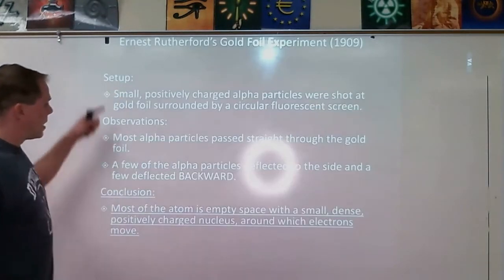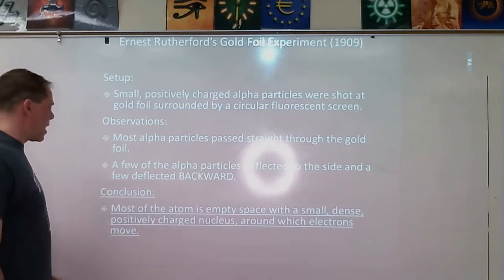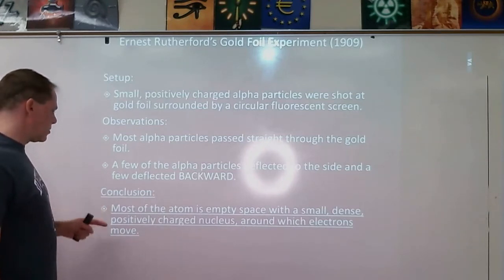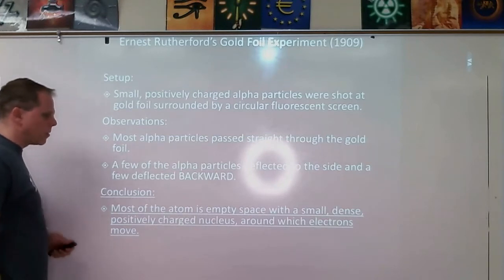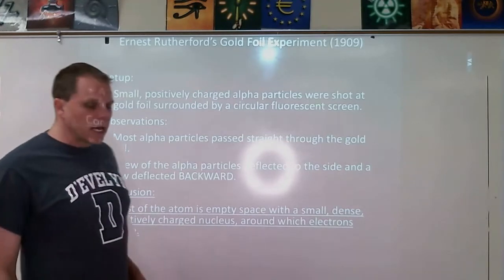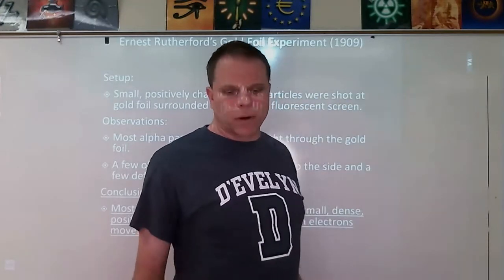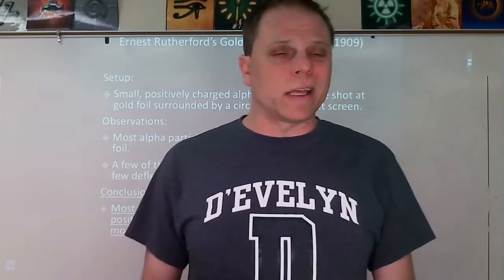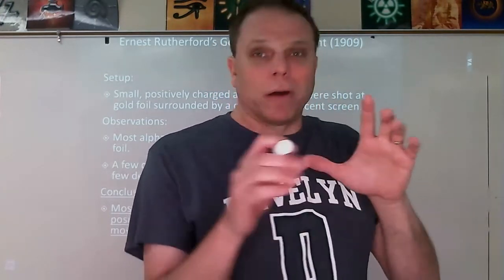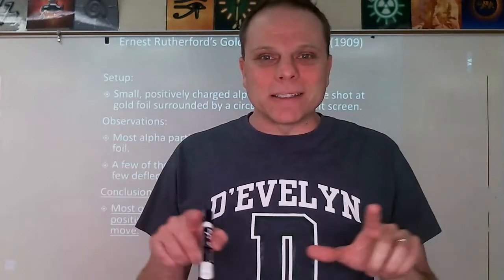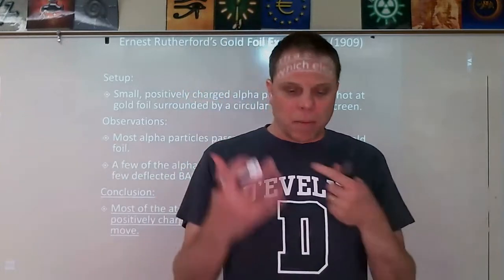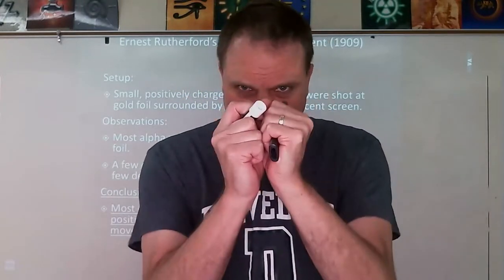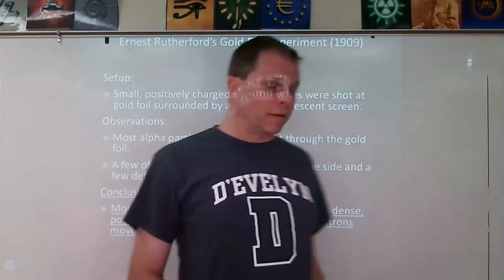All right, so that's kind of the setup. So his conclusion: most of the atom is empty space with a small, dense, positively charged nucleus around which electrons move. This was 1909, so we're over 10 years later, right? 12 years. All right, so what's happening is these electrons must be moving around the outside. That was his thought. The electrons aren't just embedded in this positive goo. Something positive is in the middle, and electrons are on the outside of it.